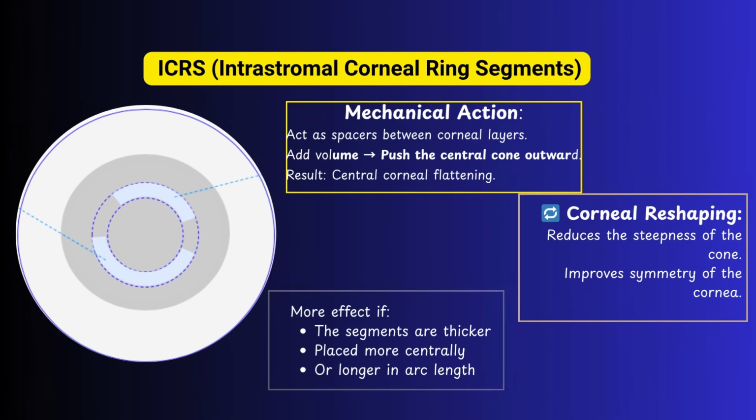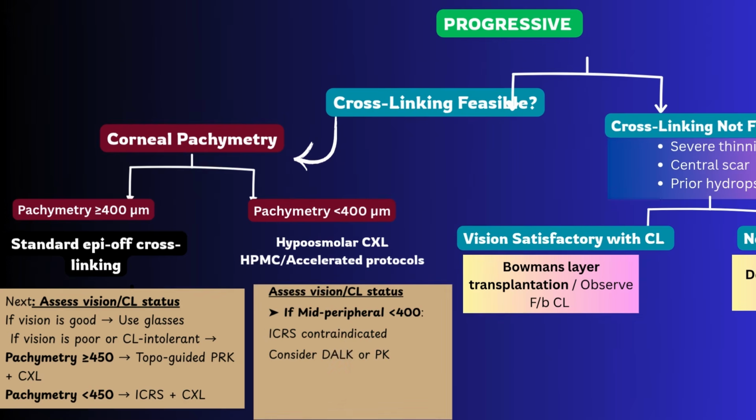Now, back to our cross-linking limited group, if pachymetry is less than 400, we have done hypoosmolar and accelerated cross-linking. After this, again, you need to visually rehabilitate the patient. You can use either advanced contact lenses or you can use surgical modalities like DALK or penetrating keratoplasty.